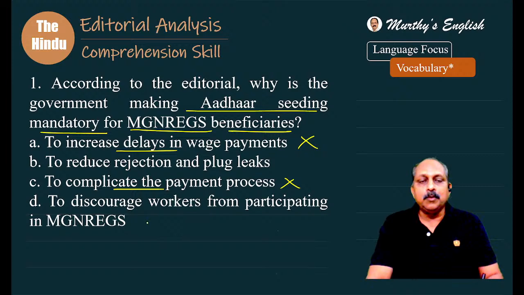To discourage workers from participating, all these go against the idea, objective of the scheme. What is the objective of the scheme? To benefit the rural people. Then delay is not a positive thing, complicate not a positive thing, discourage not a positive thing. What is the answer over here? To reduce rejection and plug leaks. Plug means to fill the gaps.